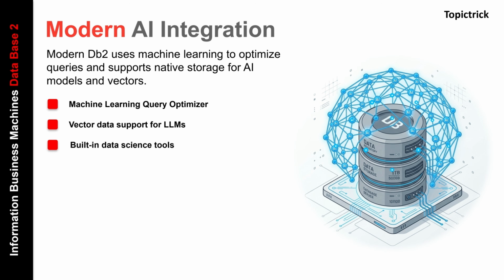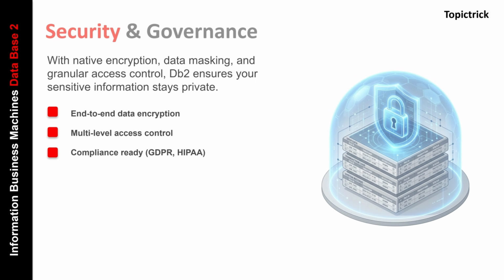On top of that, DB2 now supports native AI data types, like vector storage. This is huge for building modern generative AI applications. You can store your AI embeddings right next to your business data, so your AI has the most accurate context possible. And even with all this new tech, security is still the top priority.